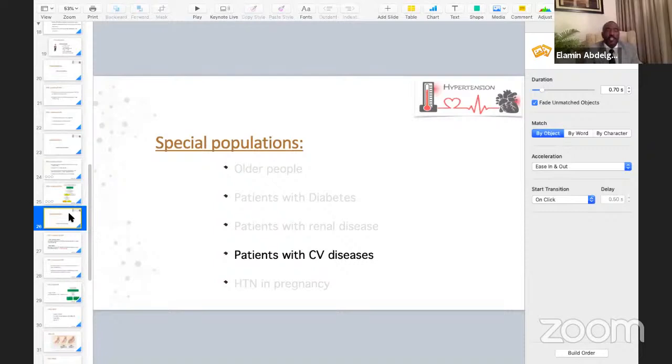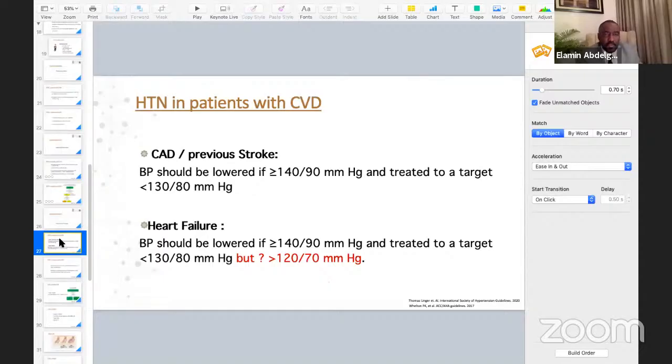Okay, so patients with cardiovascular disease, it's a broad umbrella. We'll just focus on coronary artery disease, heart failure, and one or two slides on ischemic stroke. So in patients with previous stroke or cardiovascular disease, the blood pressure should be lowered if more than 140 over 90. This is for the stable stroke patient. For coronary artery disease, it goes again as 130 over 90. In heart failure patients, we need to treat if the blood pressure is 140 over 90. Target is 130 over 80, but we do not need to reduce the blood pressure lower than 120 over 70. This is, again, a debatable cutoff point.